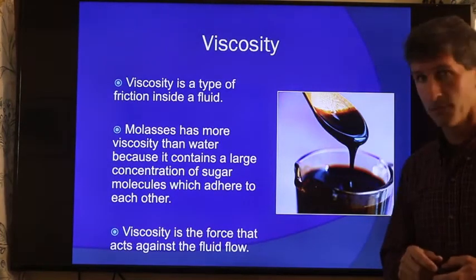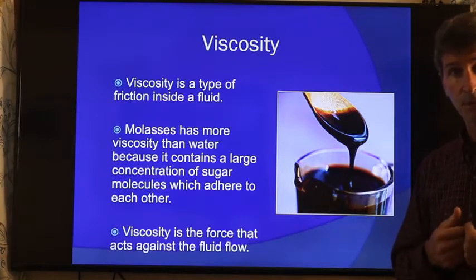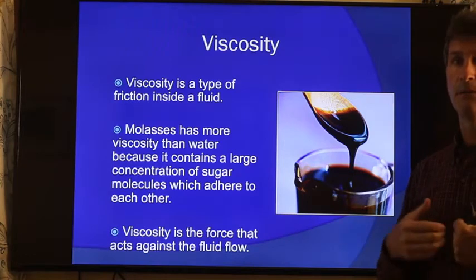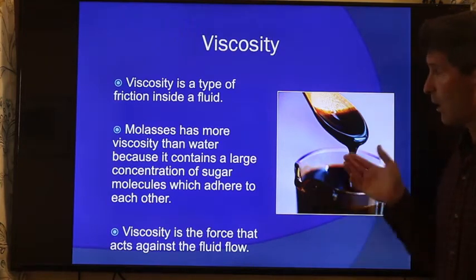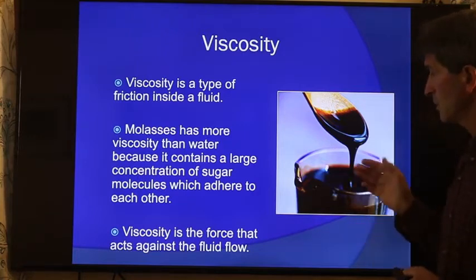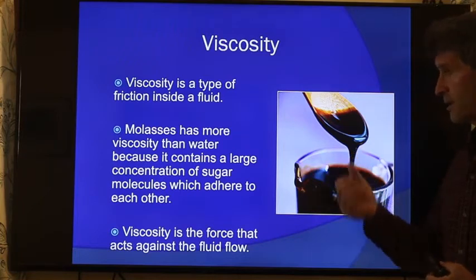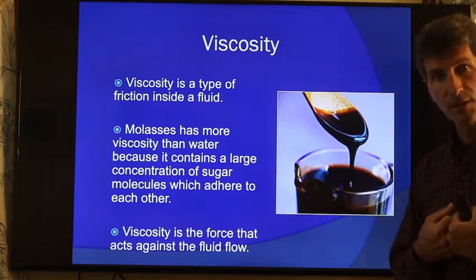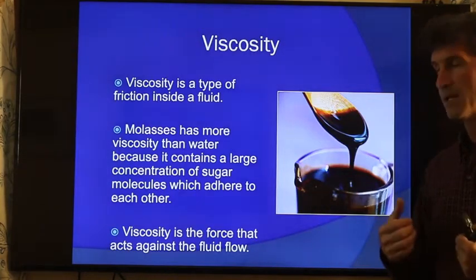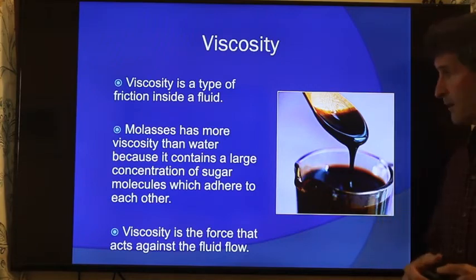Viscosity is another type of friction. Viscosity, however, is not the friction between two surfaces. It's rather the resistance of a fluid to flow. All fluids, except for superfluids like liquid helium, will have some internal resistance that will slow down their flow. The reason for this is an internal cohesion of the molecules. Molasses is very, very thick because molasses has a lot of sugar molecules in it, and sugar molecules like to stick together.